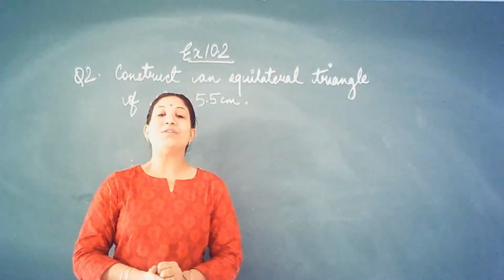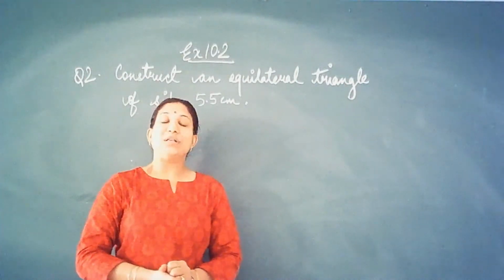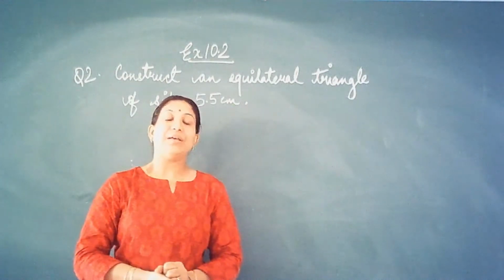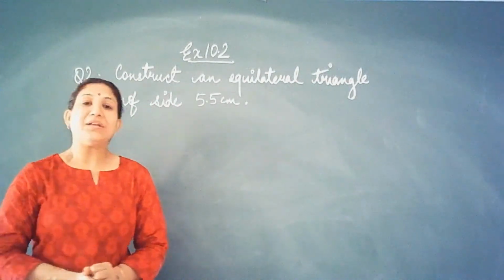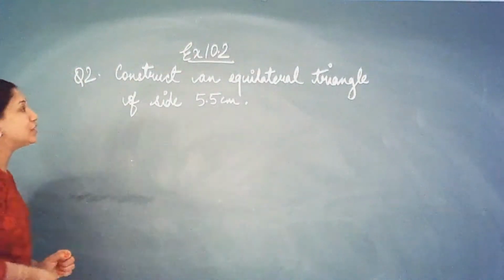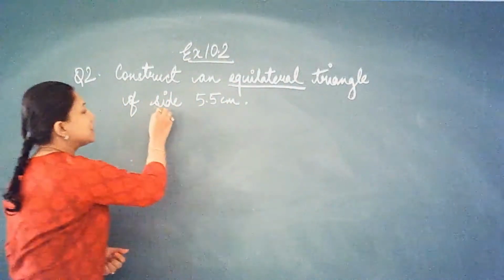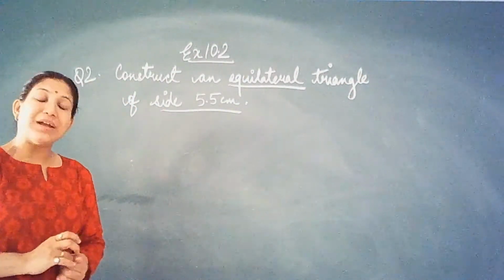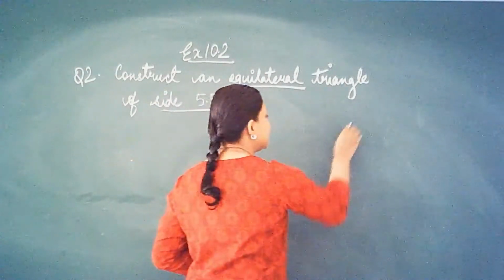Let us now try to understand if a question is asked to construct a triangle mentioning only one side, in that case, how can we construct a triangle? Let us first read the question and then we will discuss. The question is: construct an equilateral triangle of side 5.5 centimeters. Look at the question. They are saying to construct a triangle.